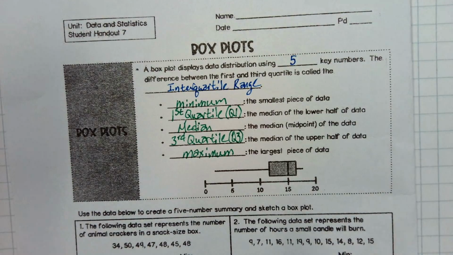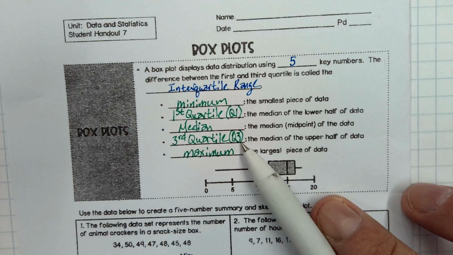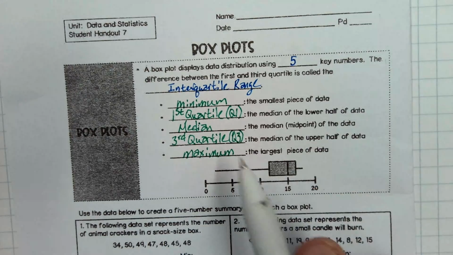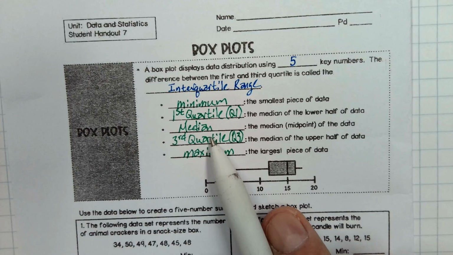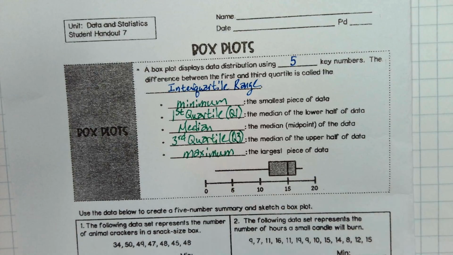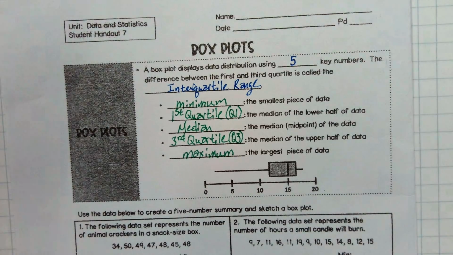So in case you're wondering, well, you have a first quartile and a third quartile. What happened to the second quartile? It's the median. The median is the second quartile, but we just call it the median because that's what it is. It's the middle part of the data.